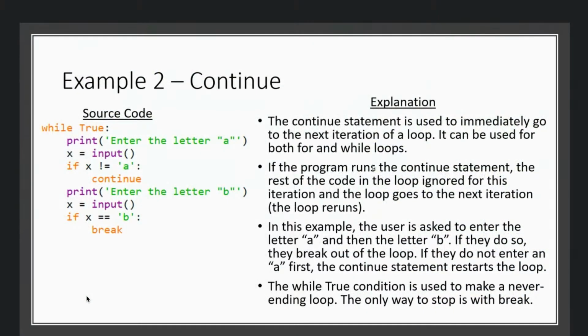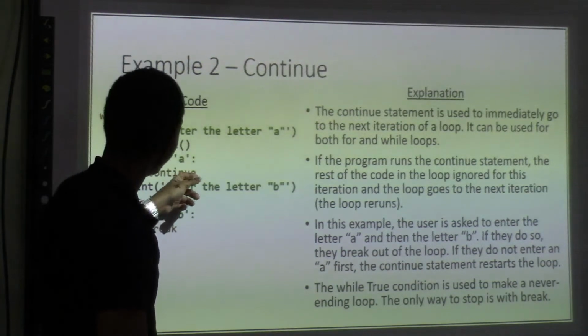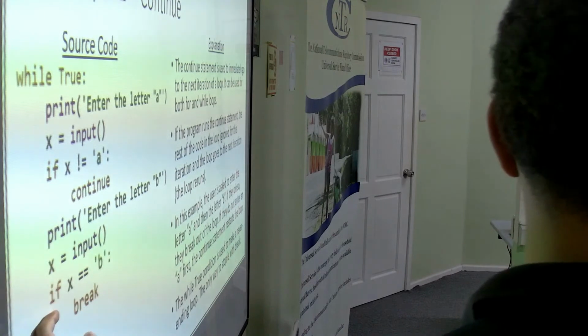The continue statement is used to immediately go to the next iteration of a loop. It is used for both for and while loops. If the program runs the continue statement, the rest of the code in the loop is ignored for this iteration, and the loop goes to the next iteration, so basically the loop reruns. So realize when we hit this continue function, we went to the next iteration. We didn't go along with the rest of the code.